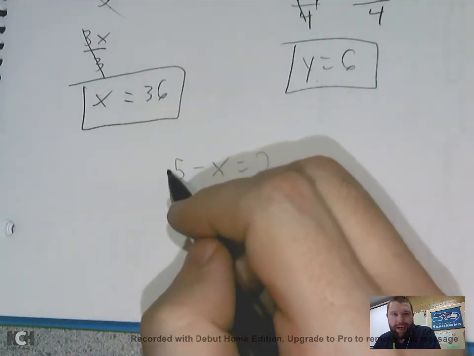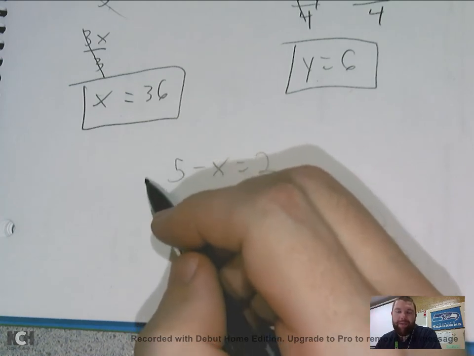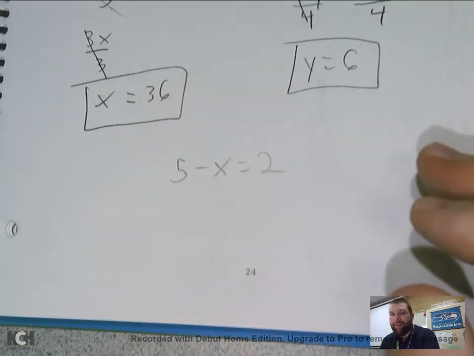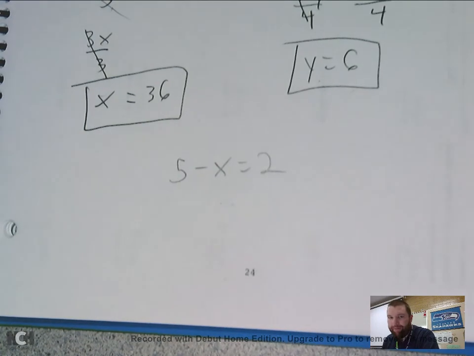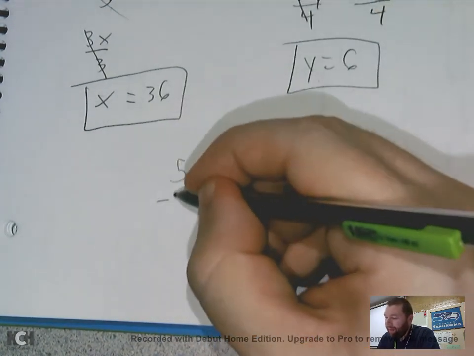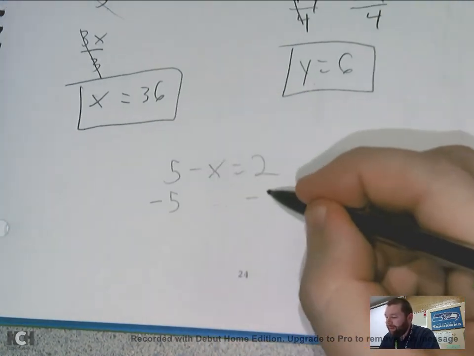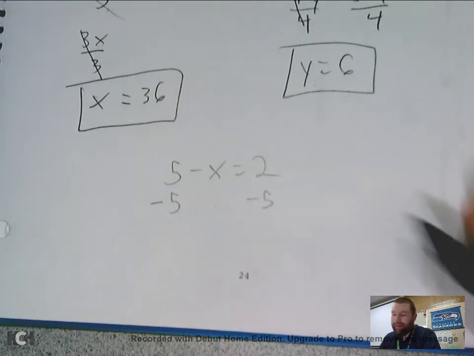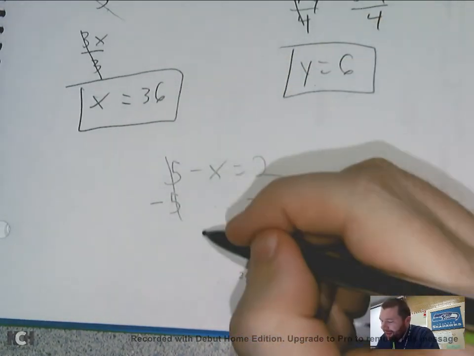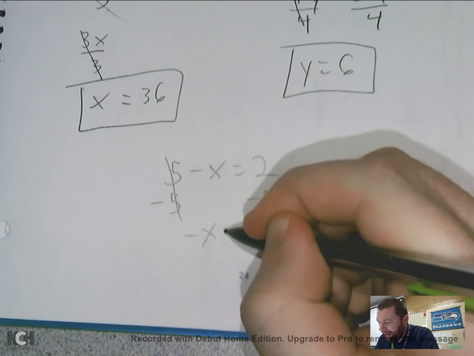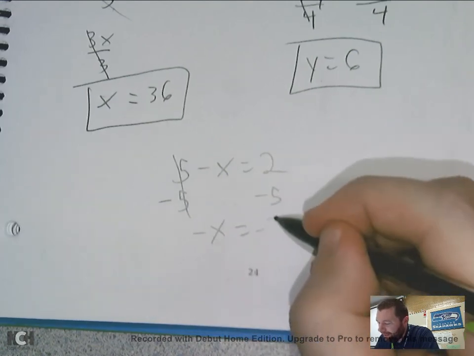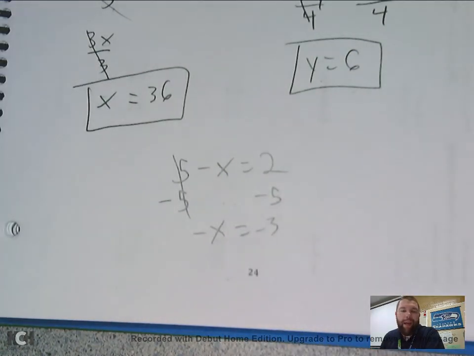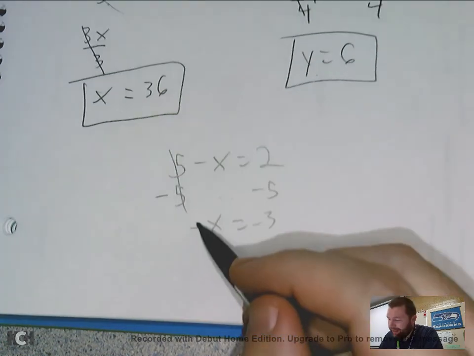So this 5 is actually positive. So if I want to cancel out the 5, I have to take away 5, right? So I would end up having to subtract 5 from each side. Okay, and that cancels out, and you are left with negative x is equal to negative 3. Okay, now is the x by itself? No, it's got this negative in front of it, right?